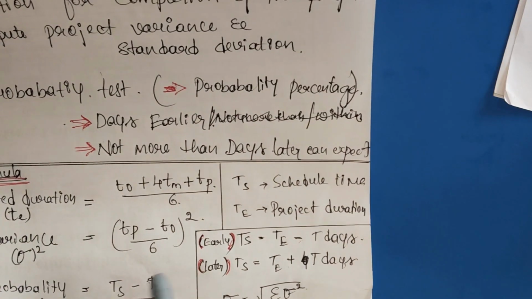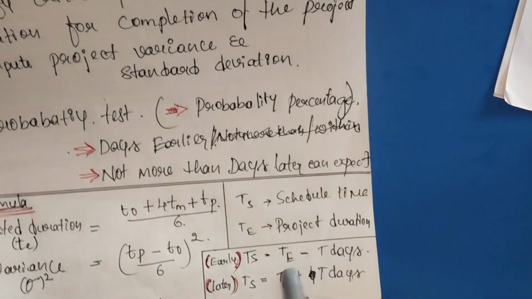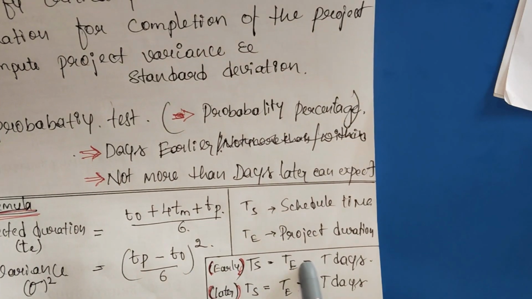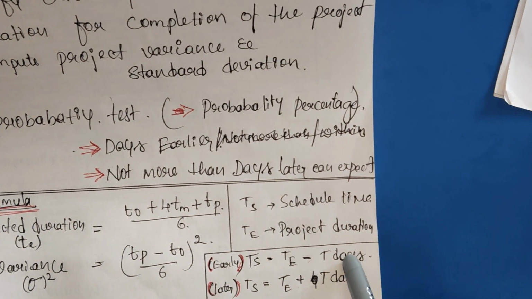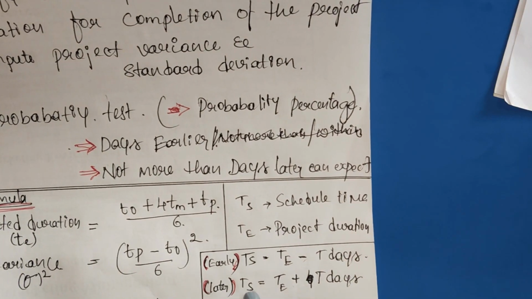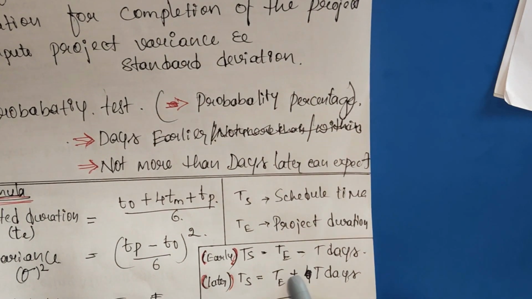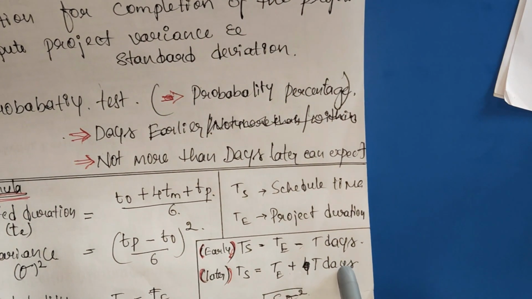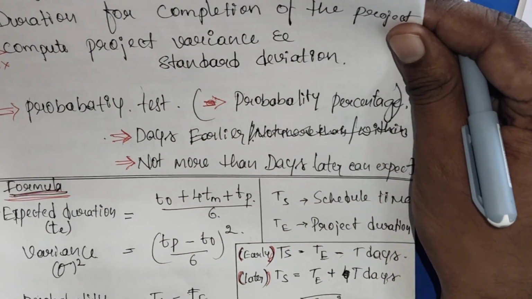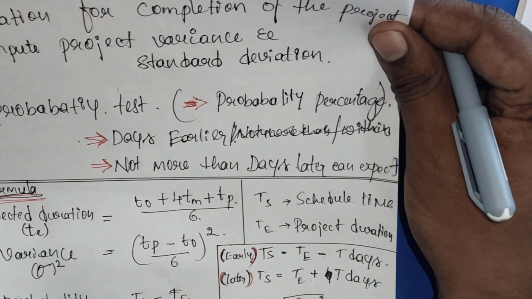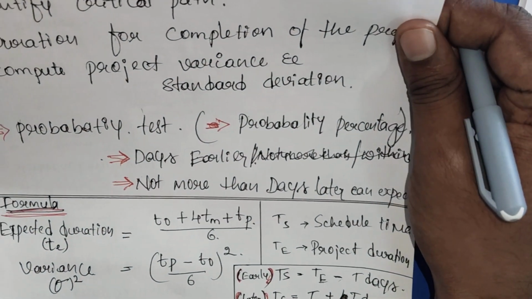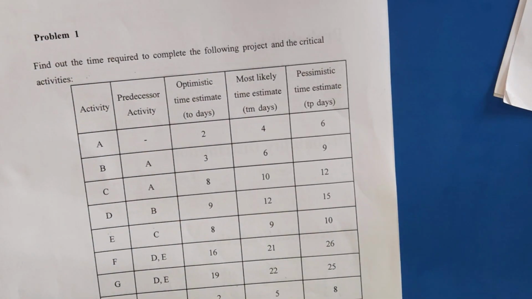Ts will be calculated with the help of these formulas. In case it is related to earlier, it is project duration minus the days. The days are already given in the problem, so we need to get those days. And later, Ts, the schedule time, equals project duration plus the days. It's clear, I hope. The problem is a little bit complicated, but nothing to worry about. If you follow the steps or procedure, it's going to become easy. Clear? Okay, let's start the problem.